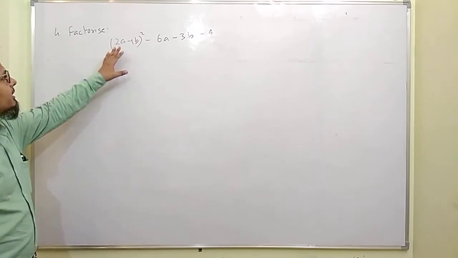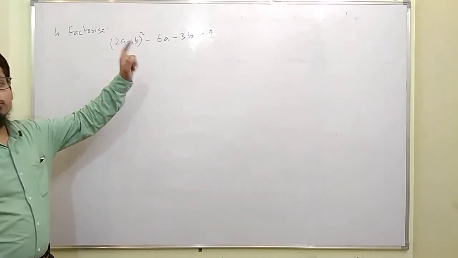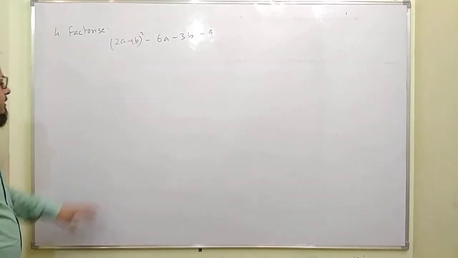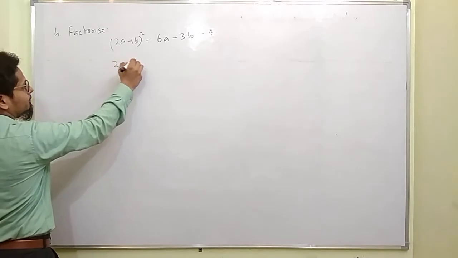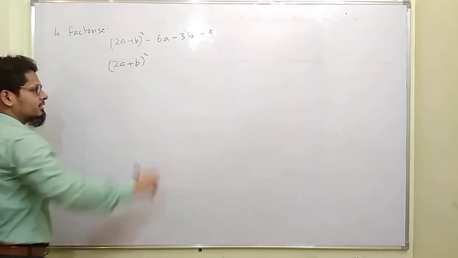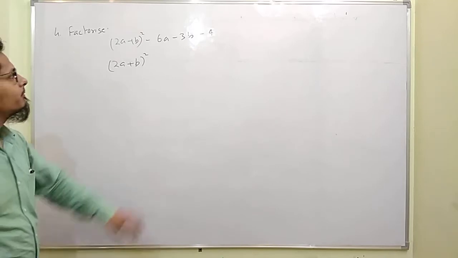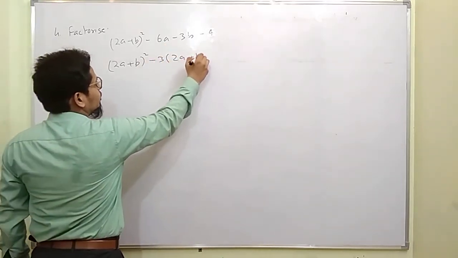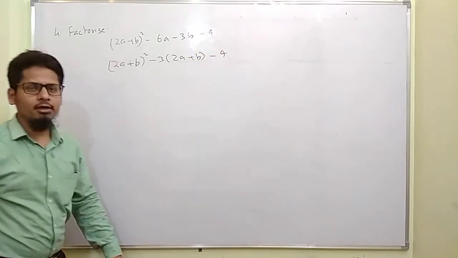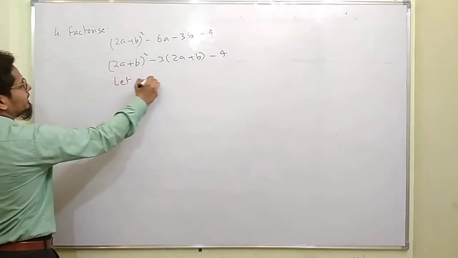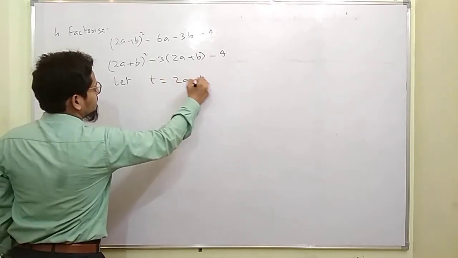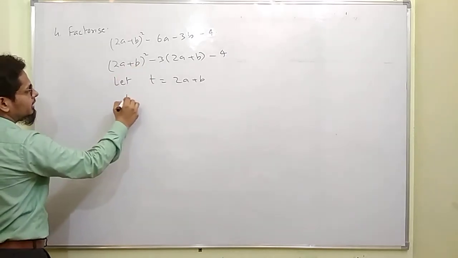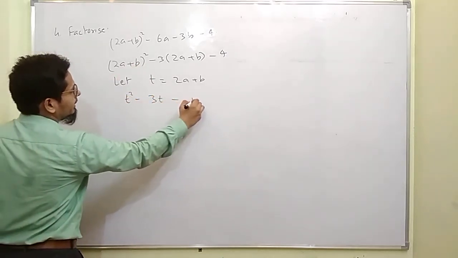So now class, I take the next problem. 2a plus b of whole square minus 6a minus 3b minus 4, right? We have to factorize it. Class, it is another type; the process is the same, just done in a slightly different way. First take out the common factor from these two terms. Minus 3 we can take common. It is 2a plus b minus 4, right? After this, let t be equal to 2a plus b. So now this expression will be t square minus 3t minus 4.